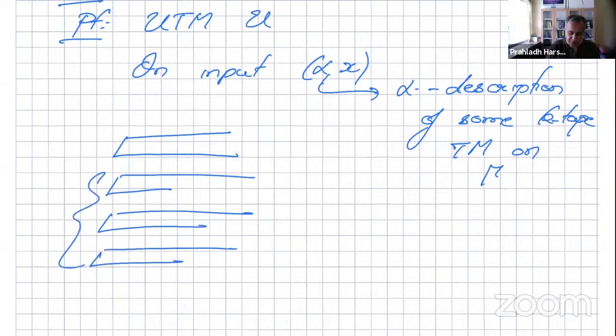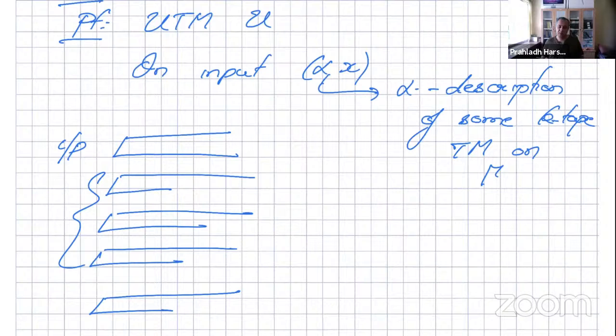U has some 10 tapes. This is its input tape. U has a certain number of tapes. So U needs to be able to simulate any Turing machine which possibly has 12 tapes, 100 tapes on it, and U also has a particular alphabet. It needs to be able to simulate a Turing machine which works with a larger alphabet also. So how would one do that?